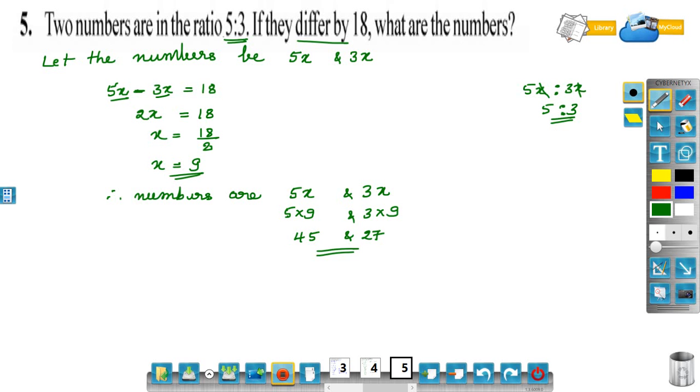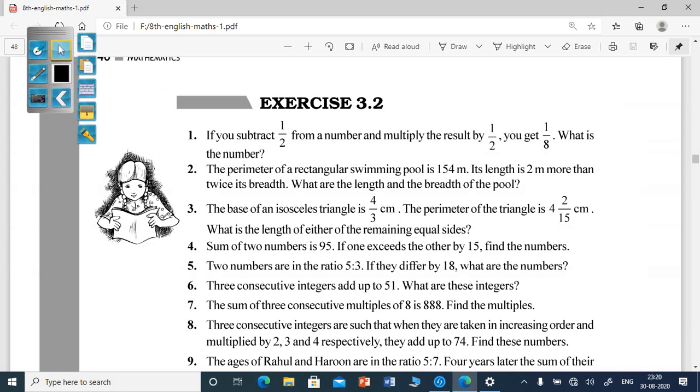See here, if the ratio of two numbers is given, meaning 5 is to 3 is given, one number is a multiple of 5 and the other number is a multiple of 3. See next one. Sixth one. 3 consecutive integers add up to 51.